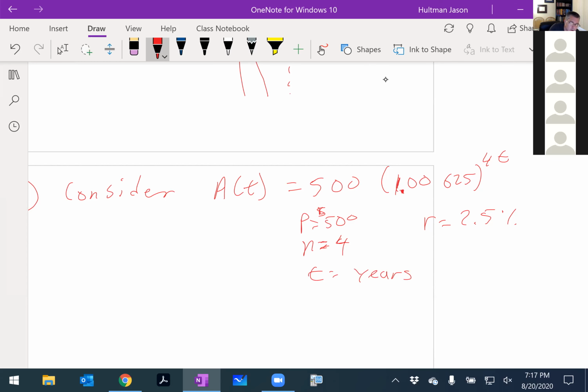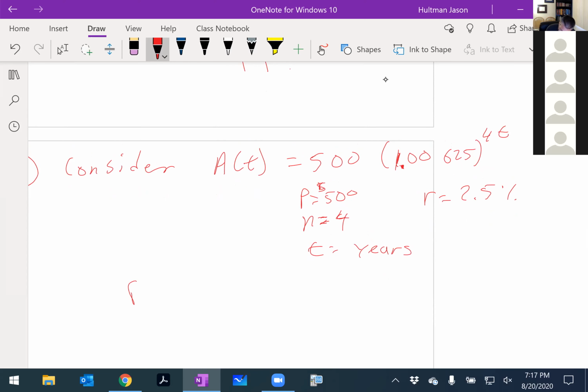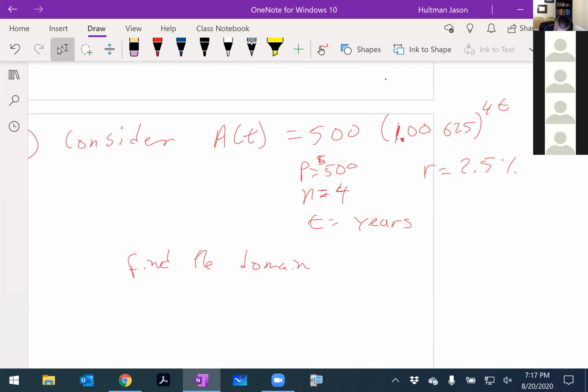Okay, let's find the domain of this function. So what would be the domain of the function? Well, can the domain be negative? Can the time be negative? No. Why? Because you can't have negative years or negative money unless you owe. Okay, so if you owe money, then you can have negative money.